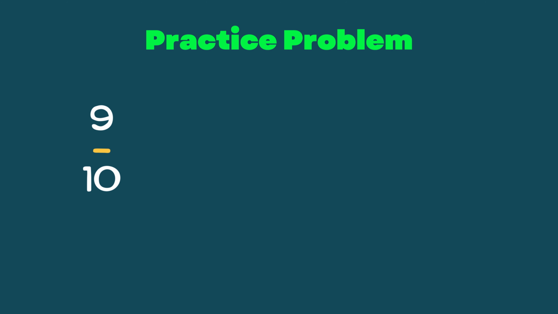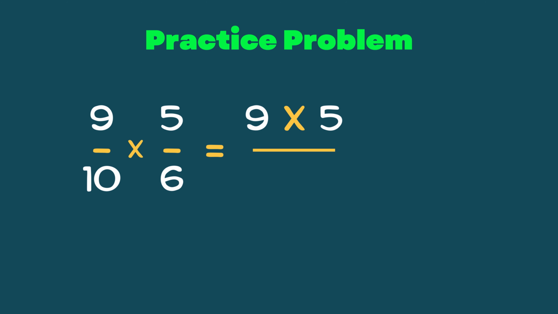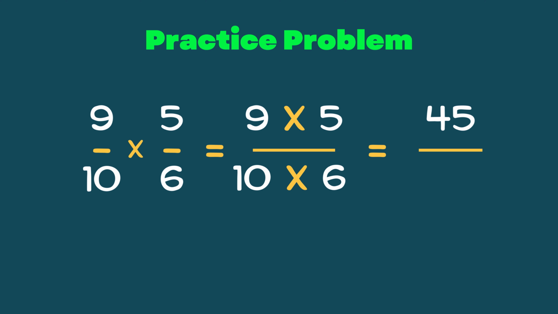How about 9 by 10 multiplied by 5 by 6? From our multiplication tables, we know 9 multiplied by 5 equals 45. So 45 goes on top. Then 10 multiplied by 6 equals 60. So that's the bottom number. Therefore, 9 by 10 multiplied by 5 by 6 equals 45 by 60. I'm sure some of you might notice we could simplify that, but we'll leave simplifying for another lesson. Today, we're just focusing on multiplication.